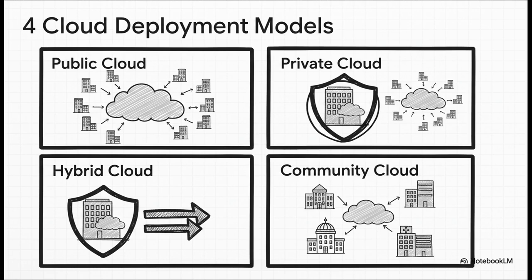You've got the big public clouds like AWS or Azure that anyone can use. You have a private cloud, which is dedicated to just one company. A hybrid cloud mixes both of those. And finally, a community cloud, which is shared by a few organizations that have similar needs. The one you choose really just depends on your security, cost, and control requirements.